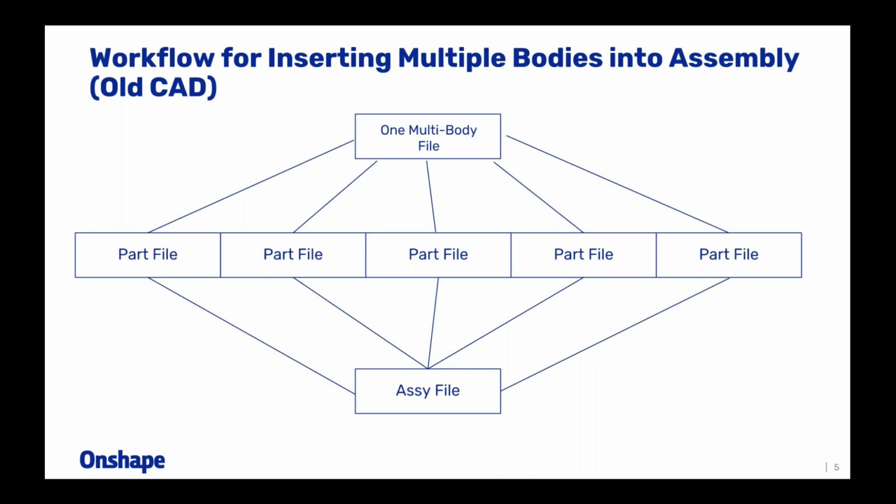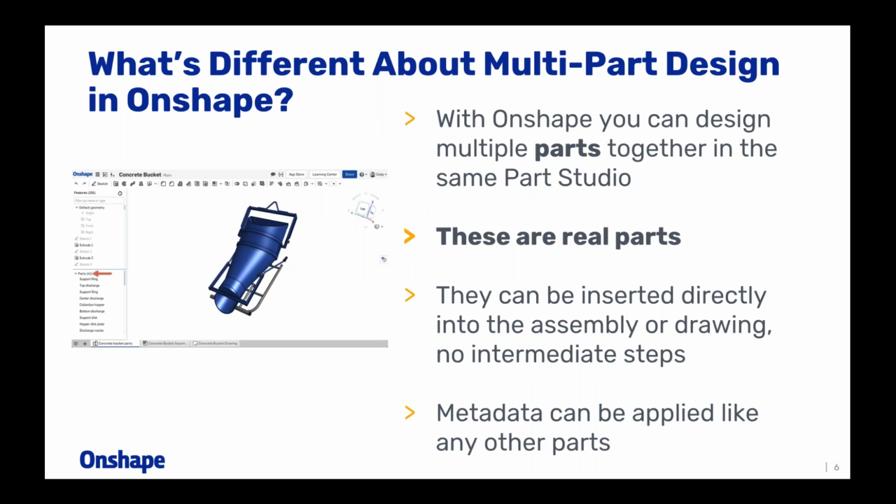And this is the workflow that a lot of users are familiar with today. So multiple bodies and inserting those multiple bodies into the assembly has this middle step, this intermediate step that every user must deal with, and it tends to generate a lot of files. So that's just a short recap of the approach of multi-body and its disadvantages, the reasons that we went with a different approach in Onshape. And what I'd like to discuss next is what's different about Onshape.